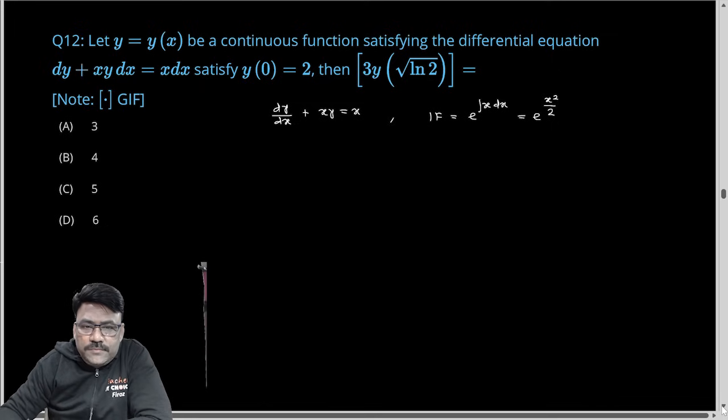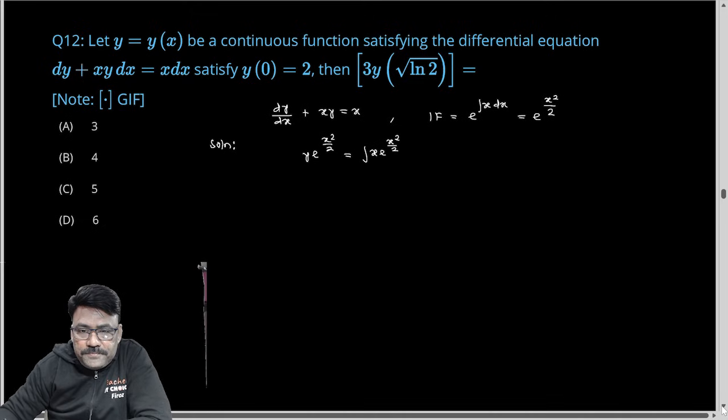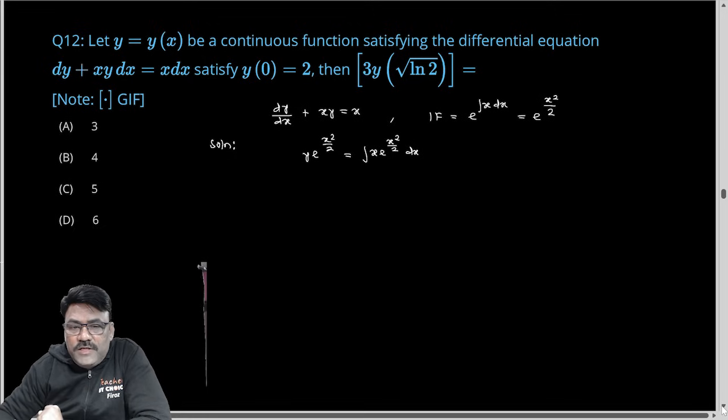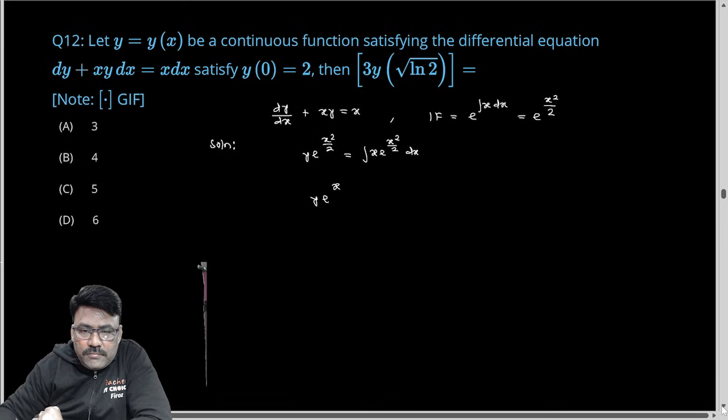Now let's write the solution. The solution will be what? Left side y into integrating factor and right side Q into integrating factor. Now on the right hand side, if you substitute this x square by 2 as t, then x dx is dt. So it is e raised to t dt. t is taken as x square by 2, right?